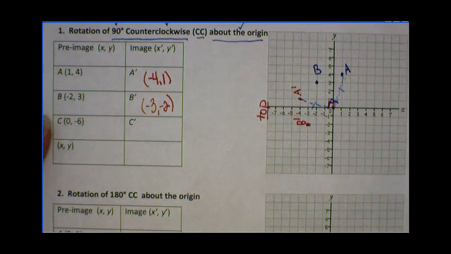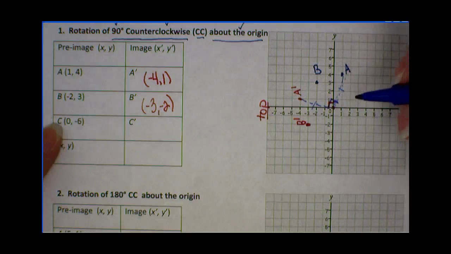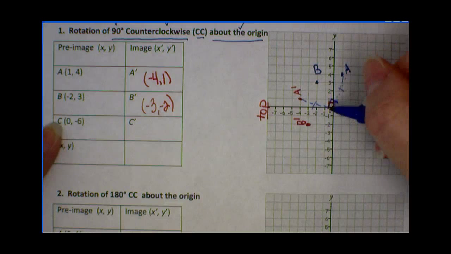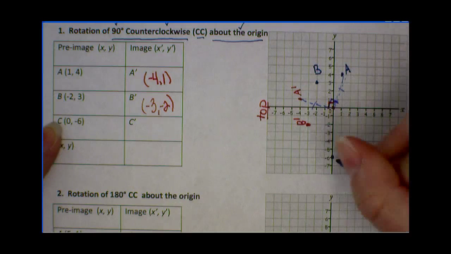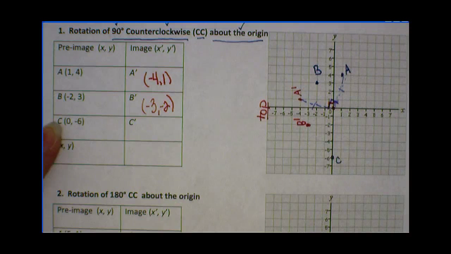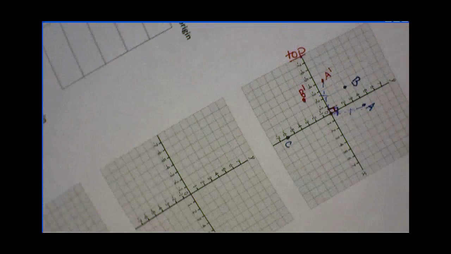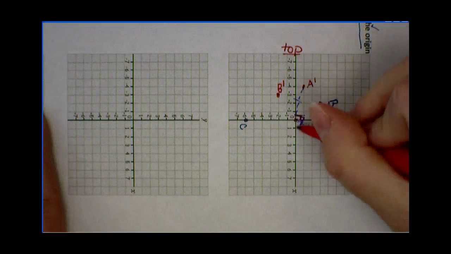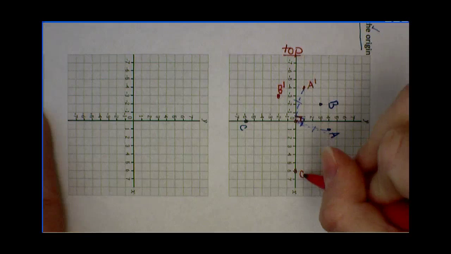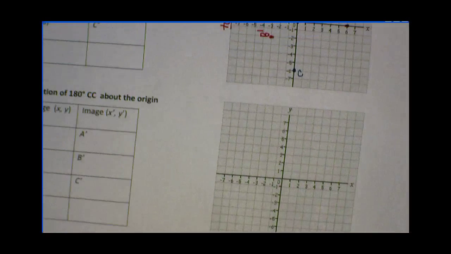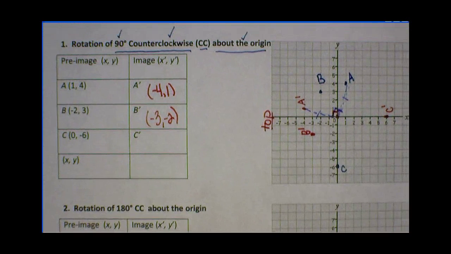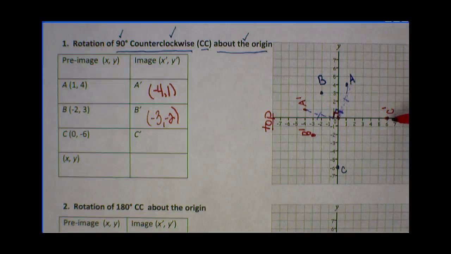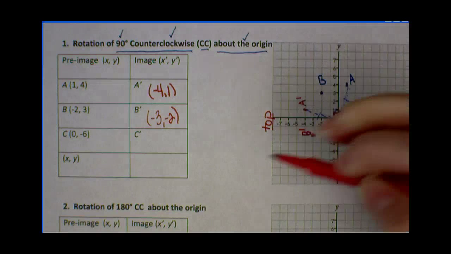Okay, now last point, point C, and you guys can be working ahead of me on these too. 0, -6. There's going to be my point C. To get to C prime, I know I need to go just down 6. So as I turn my paper to where this is now the top, I'm going to go just down 6. There's my C prime. So that ordered pair would be at, sorry guys, don't mean to make you sick by looking at this. I know. At 6, 0.